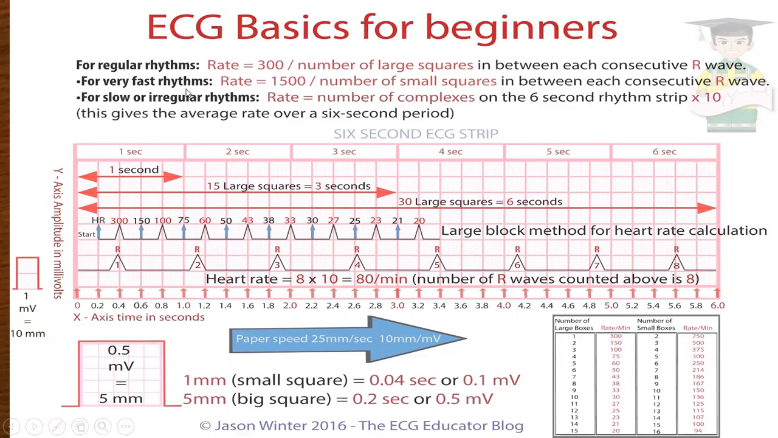And then for very fast rhythms, you're going to use the little block method, which is your 1500 divided by the number of small blocks between each consecutive R wave. And if you look down here, you'll find your small blocks, and it shows you how to count from R to R. And then for slow or irregular rhythms, of course, you're going to use your 6-second method, in which you're going to count the number of R's and multiply it by 10.